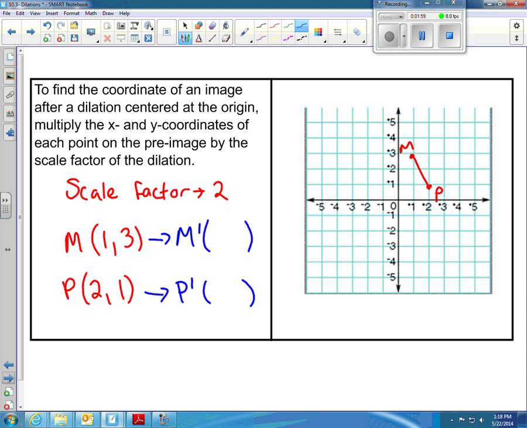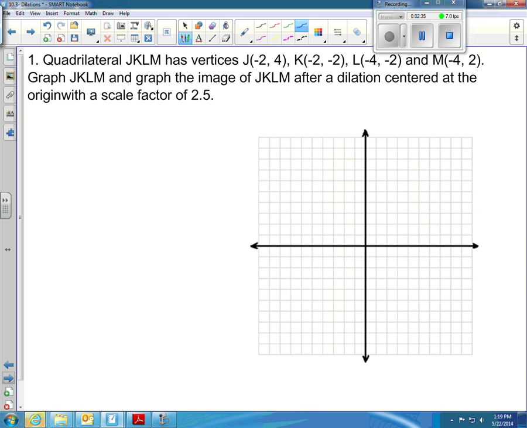All right, so if our scale factor is 2, I'm going to take the x coordinate and multiply it by 2, and I'm going to take the y coordinate and multiply it by 2. So 1 times 2 gives me 2, and 3 times 2 gives me 6. Looking at our P coordinate, we have 2 times 2 is 4, and 1 times 2 is 2. So let's graph our new points. Over 2 and up 6 gives us M prime, and P prime is over 4 and up 2. So we've enlarged our line with a scale factor of 2. And really, that's it for scale factor with dilations.